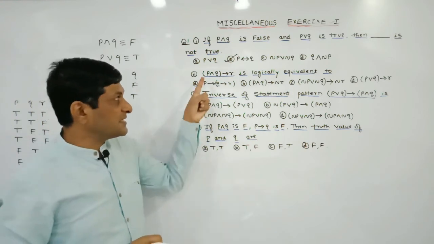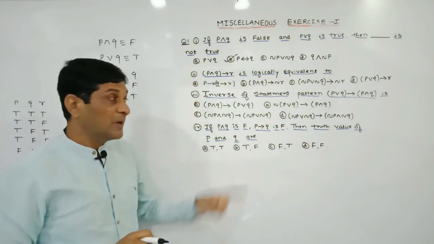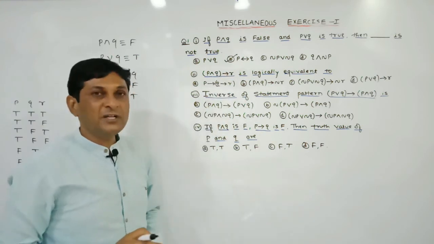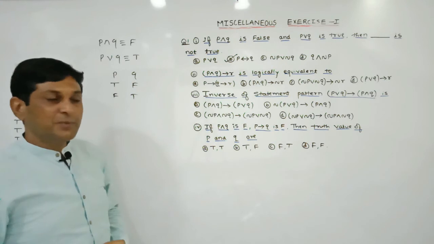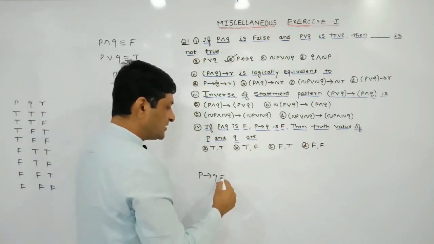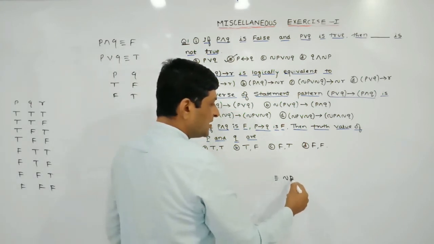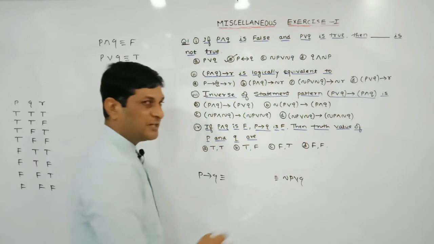Now observe the next example. P and Q implies R is logically equivalent to. Here two parts are connected by what? Implication. And in case of implication you have to remember this result: P implies Q is equivalent to negation P or Q, which is also called the conditional law.